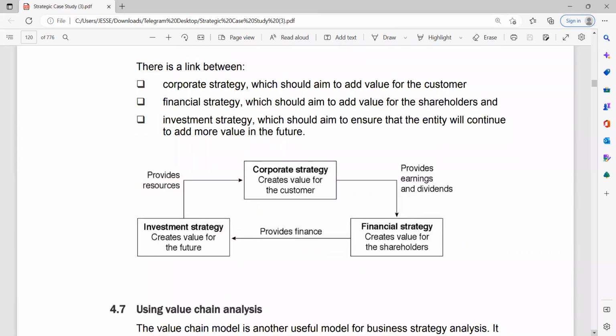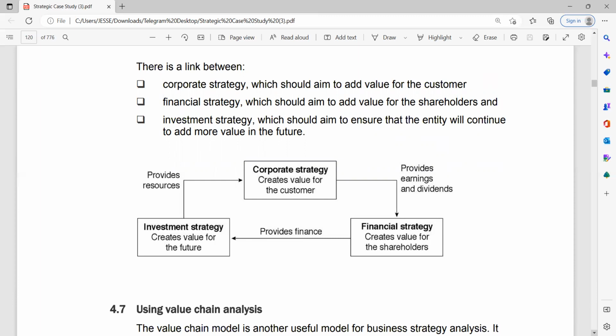There's a link between corporate strategy, financial strategy, and investment strategy. We are looking at value creation and strategic management. So what is corporate strategy? We already discussed these things in my previous lectures. So if you haven't watched it, please do.